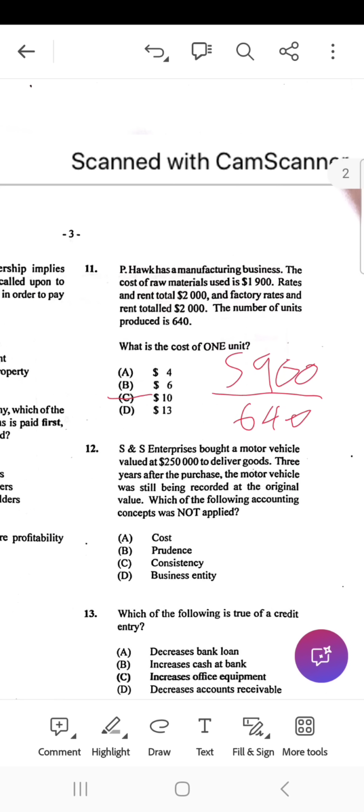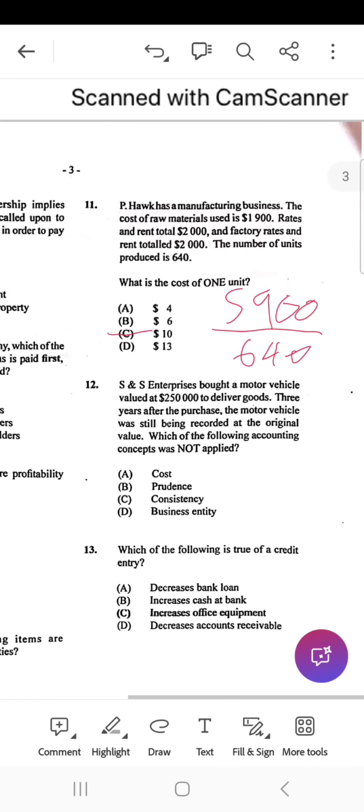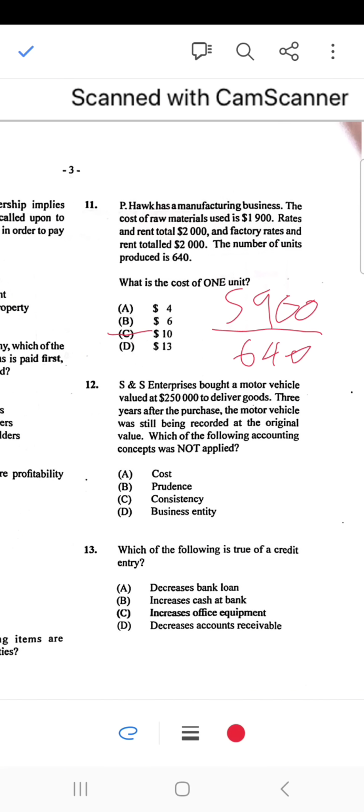Number 12, S&S Enterprises bought a motor vehicle valued at $250,000 to deliver goods. 3 years after the purchase, the motor vehicle was still being recorded at the original value. Which of the following accounting concepts was not applied? So, what they were supposed to do is record the lowest possible value of that asset, which would have been in accordance with the prudence concept.